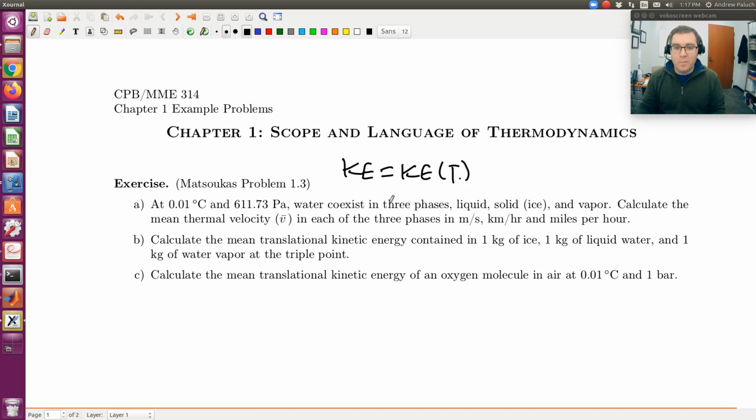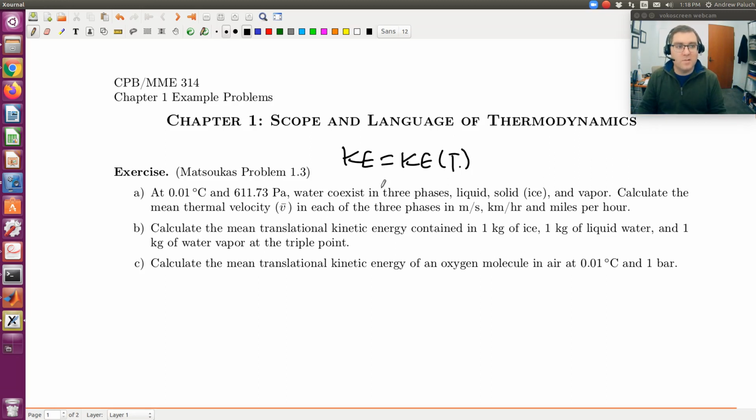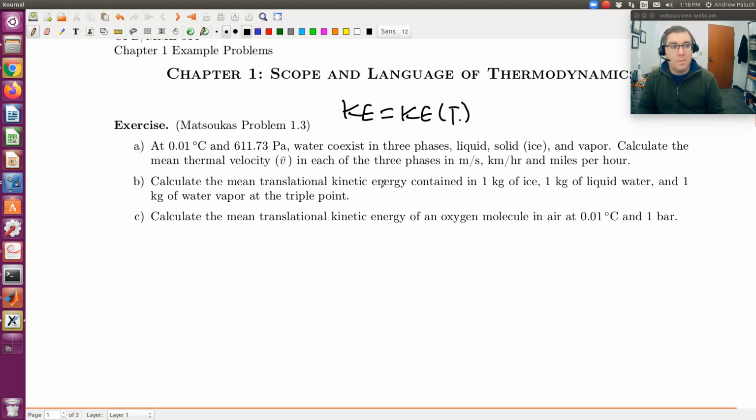So in this problem, we're told that we have water at its triple point, so we have a liquid in equilibrium with a solid and in equilibrium with the vapor phase. At phase coexistence, all of our phases are at the same temperature, so the mean kinetic energy, or in this case the mean thermal velocity of the molecules in each of those phases, will be exactly the same. So there's only one calculation necessary here, because all three phases are at the same T.